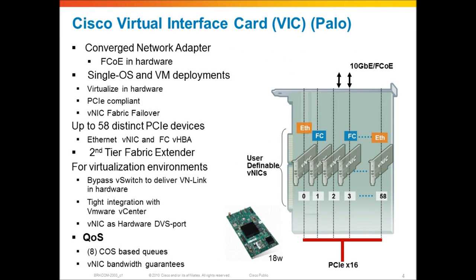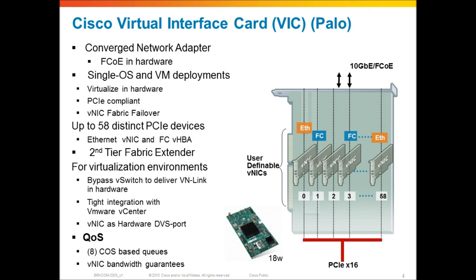Then of course we have the Cisco Virtual Interface Card, VIC, otherwise known as Palo. Now this is technically still a Gen 1 adapter, because the shipping version we have now is still the first version of this adapter, but it provides a lot of capabilities in terms of virtualization and performance, and is really the most popular adapter used with Cisco UCS. It has about an 80% attach rate. It is a converged network adapter. It supports Fibre Channel over Ethernet in hardware.